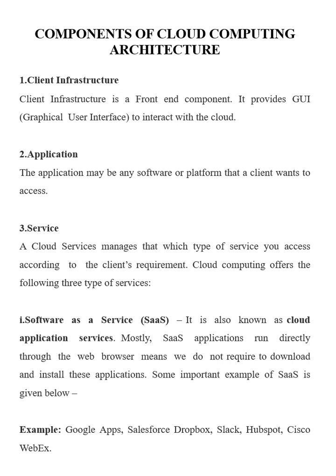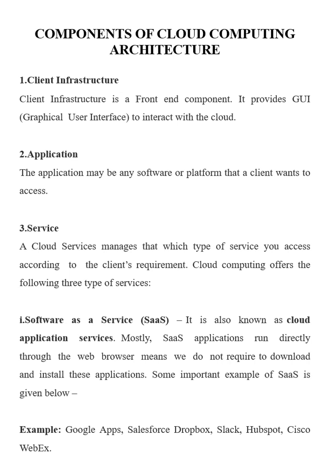Here we are going to see the various components of cloud computing architecture. First one, client infrastructure, which is the front end component. It may be the system which you use to interact with the server. We can call it a graphical user interface to interact with the cloud. Second one is the application. The application may be any software platform or any other mechanism that a client wants to access.